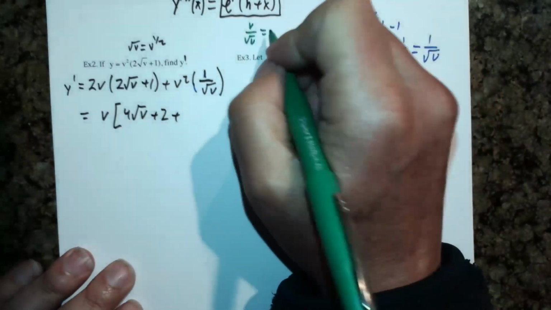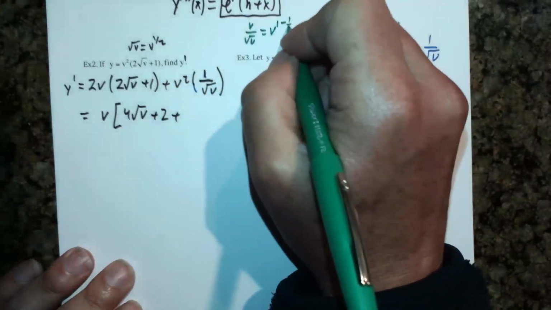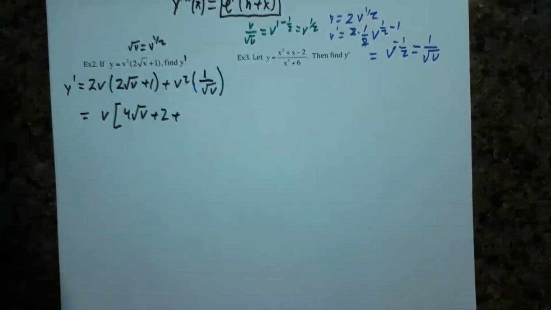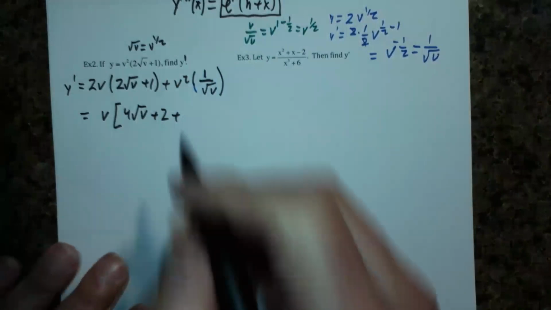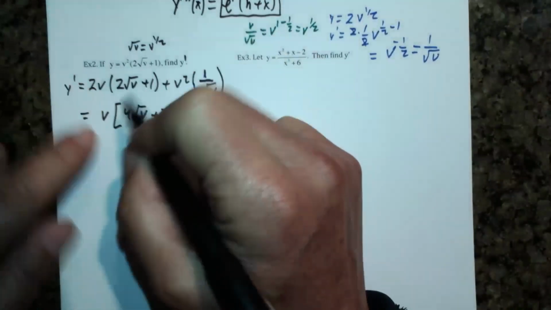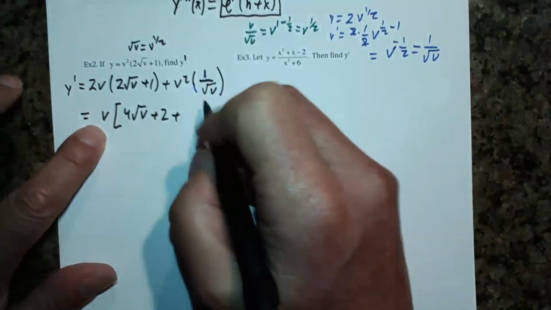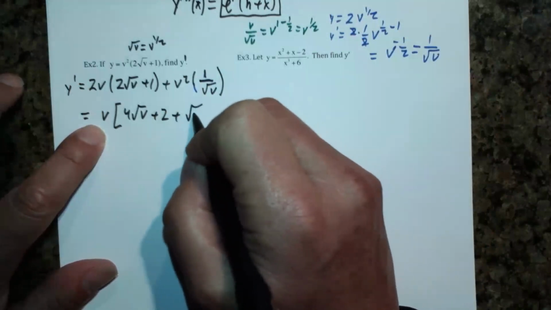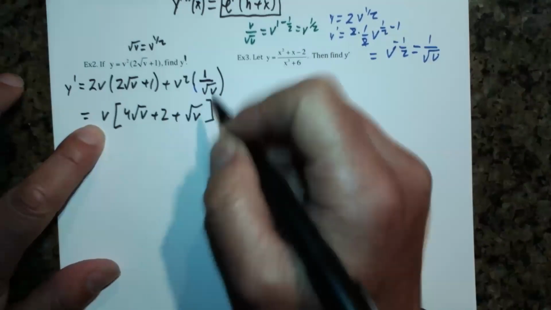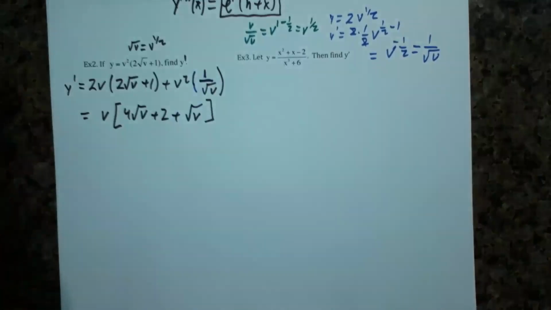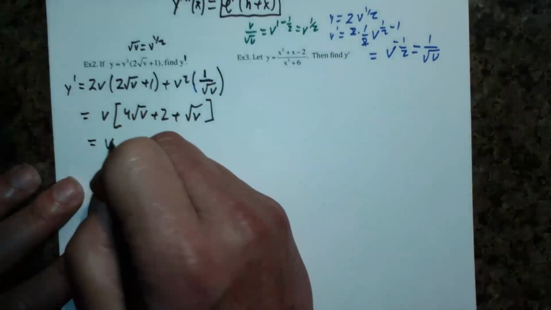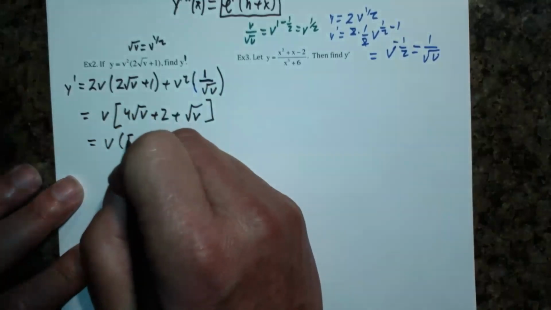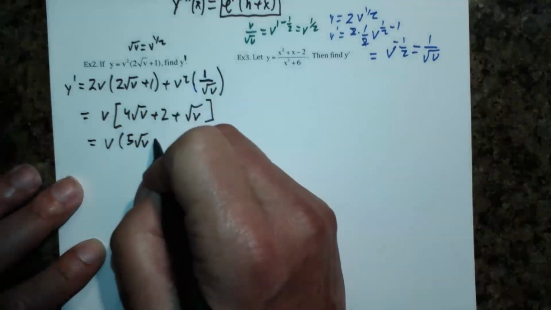Remember, you subtract the exponents. That's v to the 1 minus the 1/2 power. So that's v to the 1/2. Which turns, remember, one of those v's has been factored out. And we are left here with a root v. And I'm going to notice that I can combine up some like terms here. V times 4 root v plus root v is going to be 5 root v plus 2.